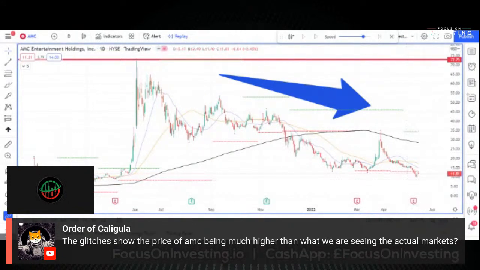Let me read it again. The glitches show that the price of AMC is much higher than what we are seeing in actual markets. How can the price be higher than what we're seeing in the markets? The only way the price can be higher than in the markets is if the markets are saying $11, but you can't buy stock for $11. If you can buy stock for $11, then that is the actual price, right?